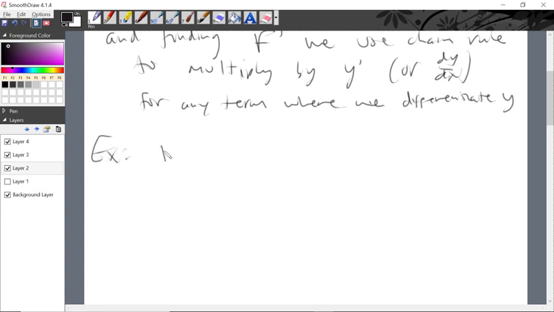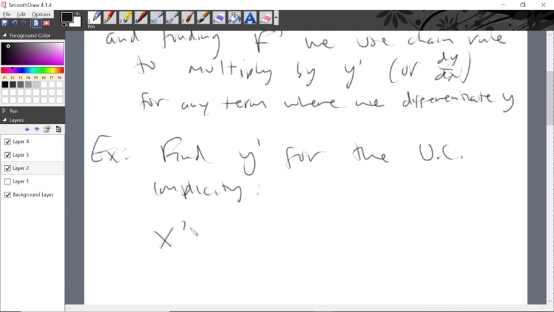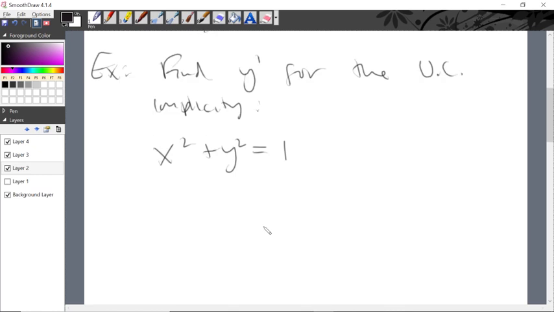So for example, find y prime, a formula for y prime, for the unit circle, and do so implicitly. So we start with the equation of the unit circle, x squared plus y squared is equal to 1. Okay. And now we take the derivative of both sides. Just as we do in algebra, if you apply an operator to one side, you can apply it to the other side, and you still have balance of the equation. So the derivative of the left-hand side of the equation is equal to the derivative of the right-hand side.